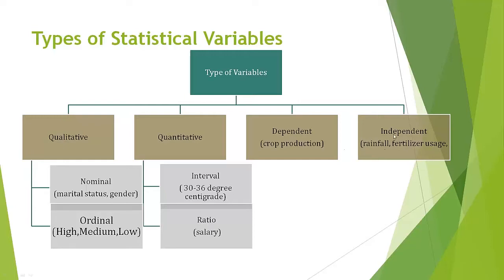So what is a dependent and independent variable? Here we have got an example. Crop production. The crop production is a dependent variable. On what is it dependent? It is dependent on rainfall. It is dependent on fertilizer usage. So rainfall and fertilizer usage are independent variables, and the dependent variable is crop production. So we'll see more examples of these: dependent, independent, qualitative, quantitative. Okay, got some idea? So let's move on.